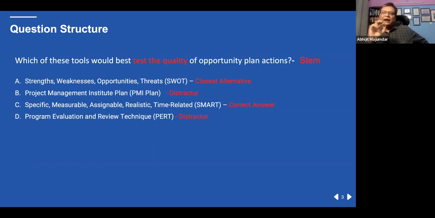You have to now judge which is which, and at times the closest alternative and the correct answer will be so close to each other. Or the second thing is that in practice, it may be something else, a very close alternative, but as per the APMP best practice, it is different from what is there in practice. For example, if I ask you when do we actually prepare the executive summary?